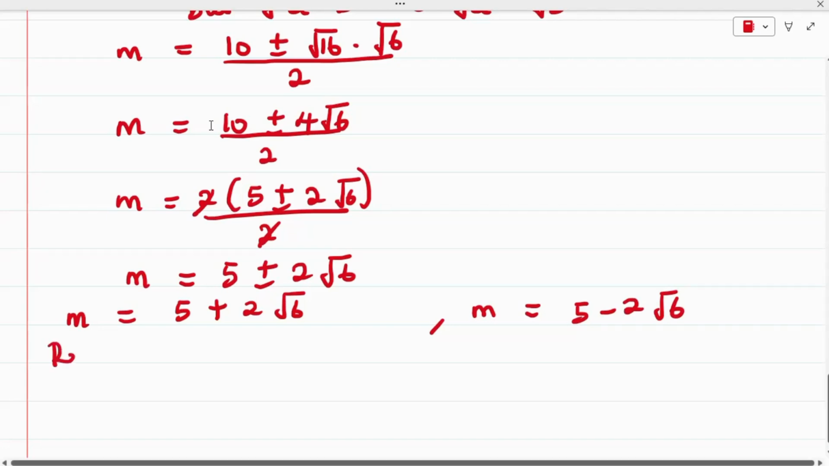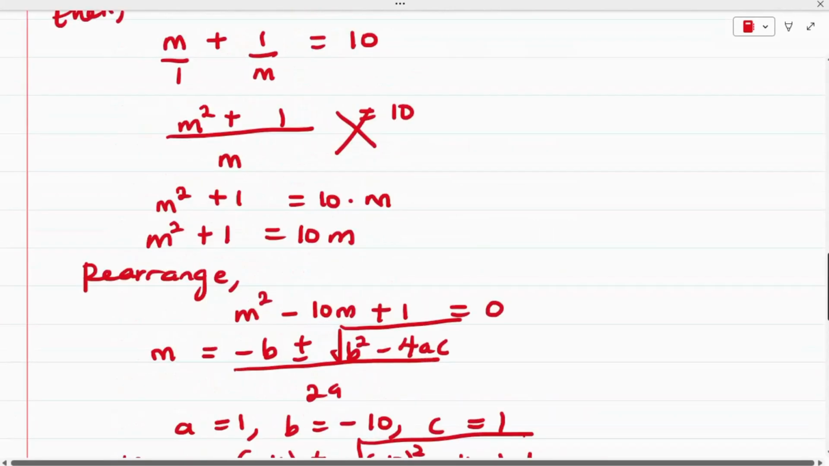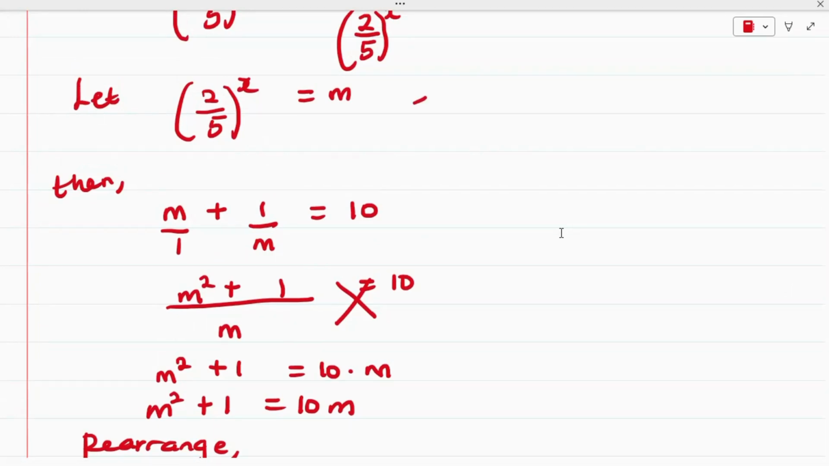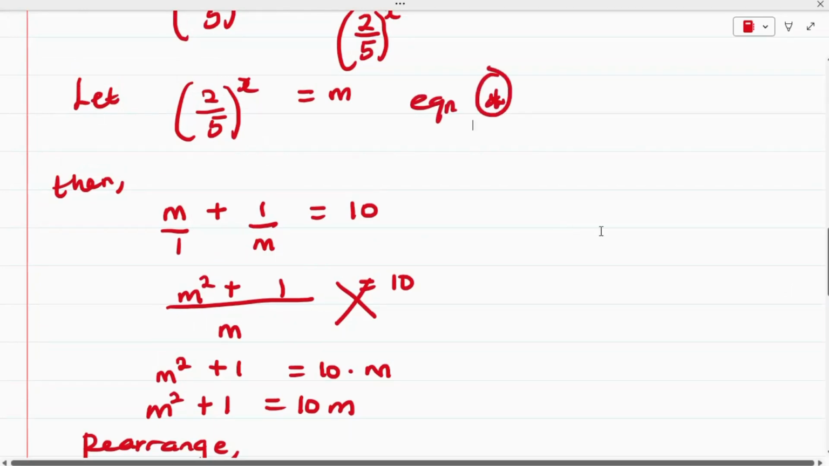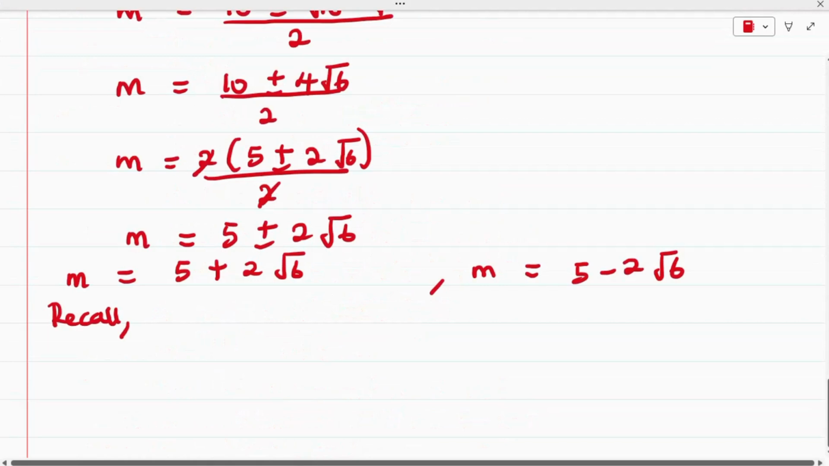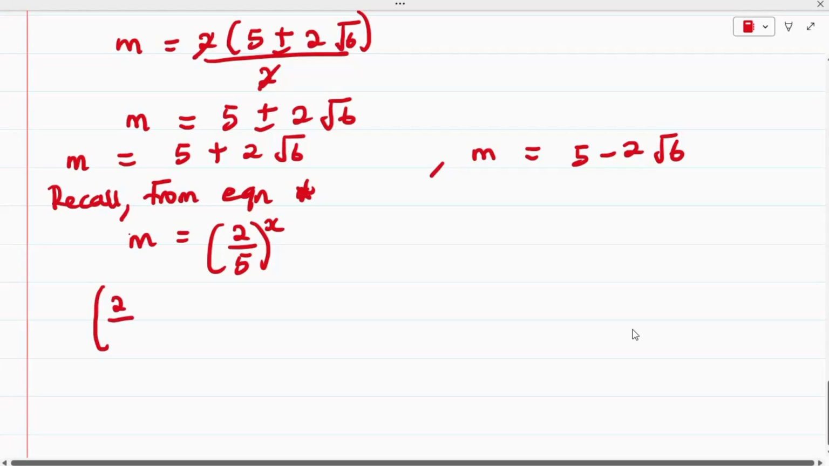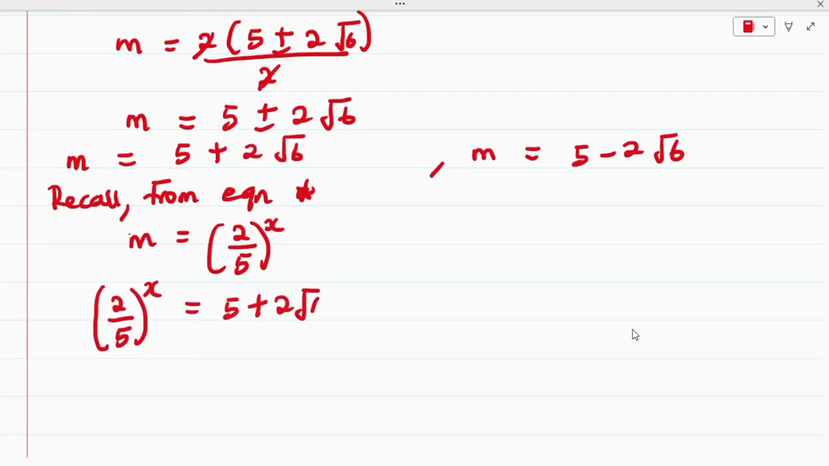So we want to simply recall, at one point we said let m be equal to 2 over 5 all raised to the power of x, alright? So we want to make use of this equation. Let's call this equation star. So recall from equation star, we have that m is equal to 2 over 5 all raised to the power of x, right? We have 2 over 5 all raised to the power of x is equal to 5 plus 2 root 6. We are actually working with this equation right here.